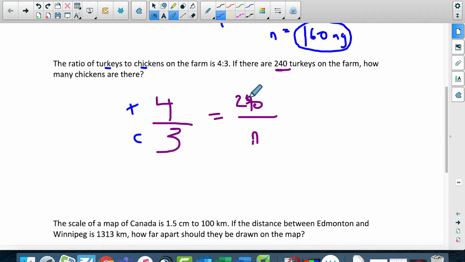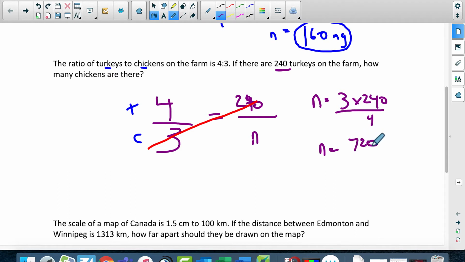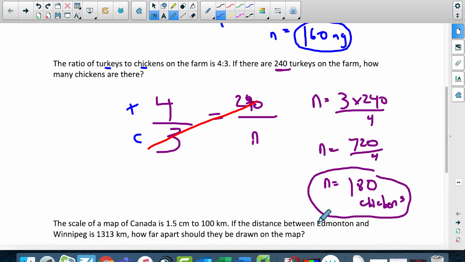So when you cross multiply, it's 3 times 240. N equals 3 times 240, and then we divide that by 4. N equals 3 times 240 is 720, and then divide it by 4. N equals 180. 180 what? Well, the bottom number was chickens. 180 chickens. Good luck to me writing that word. Ooh, pretty bad. Okay, but you get the idea.